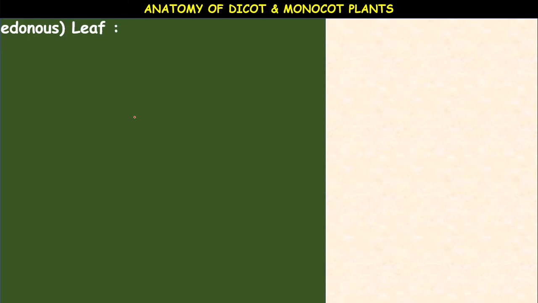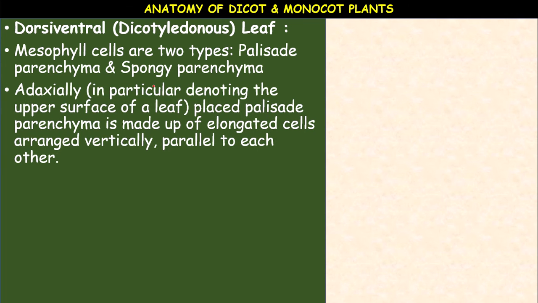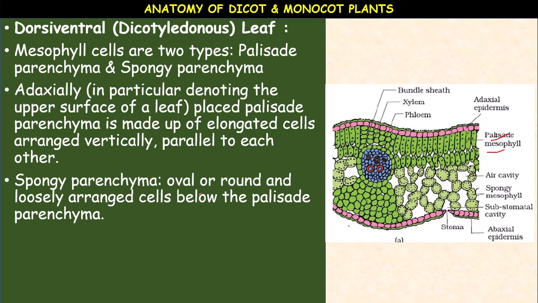Next, the mesophyll cells are of two types, palisade parenchyma and spongy parenchyma. The adaxial, in particular denoting the upper surface of a leaf, has palisade parenchyma, which is made up of elongated cells, arranged vertically and parallel to each other. Okay. And the spongy parenchyma is made up of oval or round shaped, loosely arranged cells below the palisade parenchyma.